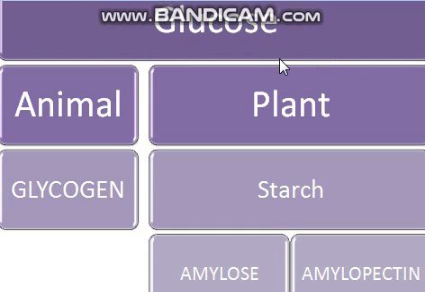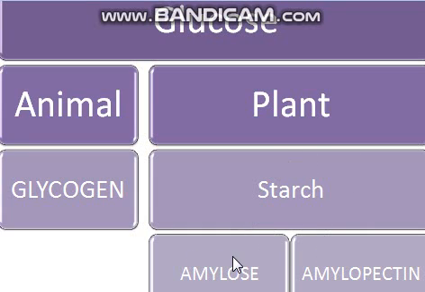As in the previous video, I have told you that glucose is a monomer present in both animals and plants. In animals, it is present in the form of a polysaccharide, glycogen, whereas in plants, it is present in the form of amylose as well as amylopectin. Both of these are present in starch, and starch is composed of these two things.